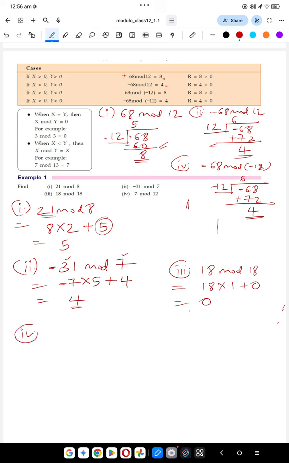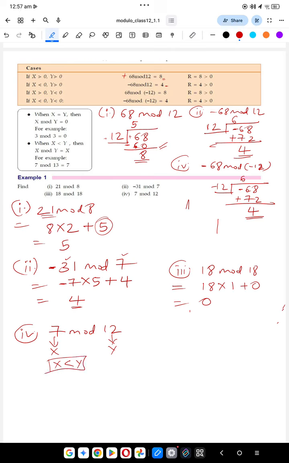And the fourth part, what is it? 7 mod 12. So here, did you get a catch? This is our x and this is our y. Let's ignore the sign of both of these. So what are we getting? x is less than y.